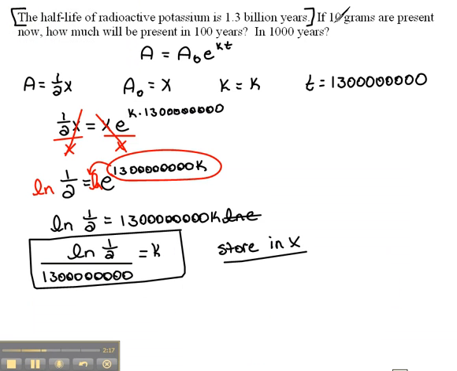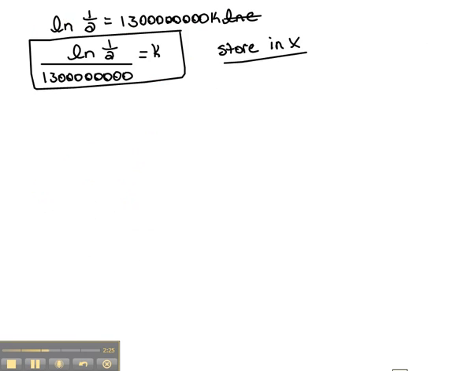Okay, it says if 10 grams are present now, how much will be present in 100 years and then in 1,000 years? So our problem, remember, was A equals A naught e to the kt. We want to figure out how much we're going to have after some period of time, so A will equal, they told us we're going to start off with 10 grams, times e to the, we just stored that k value as x in our calculator, so I'm going to use that as x, times, and they want to know what happens after 100 years.